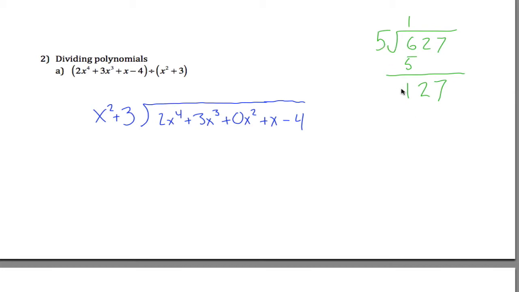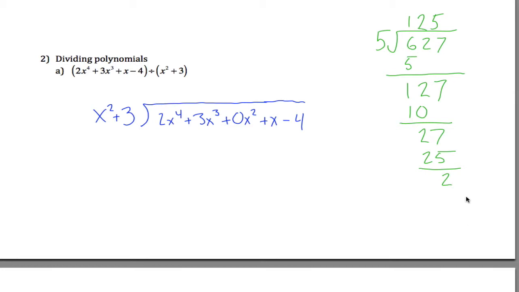Now you're like, well, 5 won't go into 1, but I can look at the first 2 digits here, 12. 5 goes into 12 twice. 2 times 5 is 10. And if you subtract 12 minus 10, that leaves me with 27. And then finally, 5 can't go into 2, but 5 can go into 27. It goes in 5 times. 5 times 5 is 25. You subtract, you get a 2.